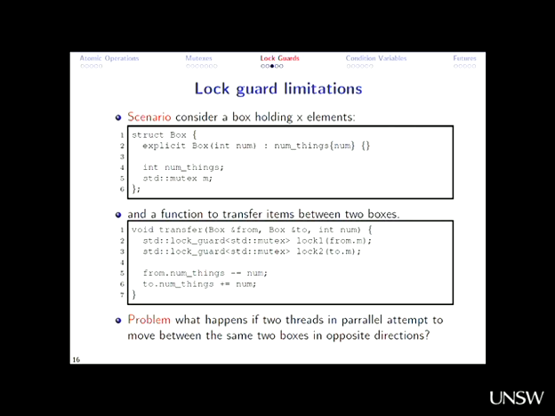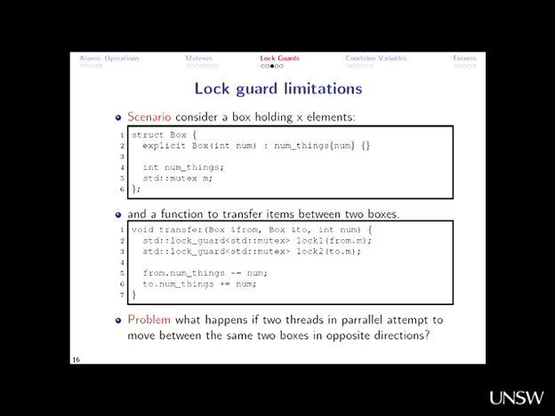It has a constructor to make a box, and the constructor takes in the number of items, and it also has a mutex over the box itself, so the mutex can modify the number of things that are inside the box. Okay? Now, imagine we have a function that transfers items between two box objects. Okay? And remember that each box object itself has a mutex on it.